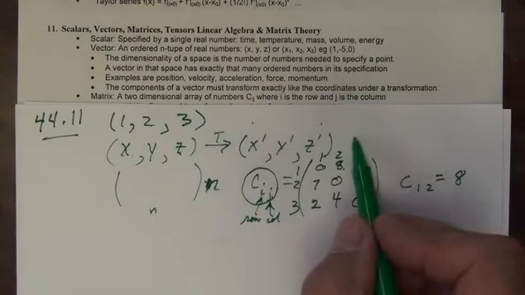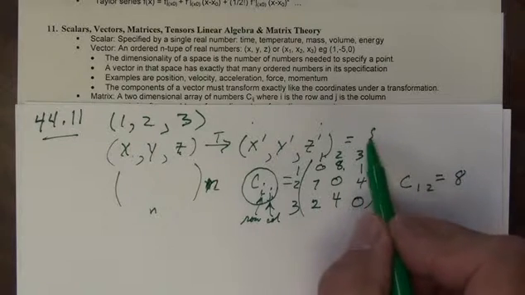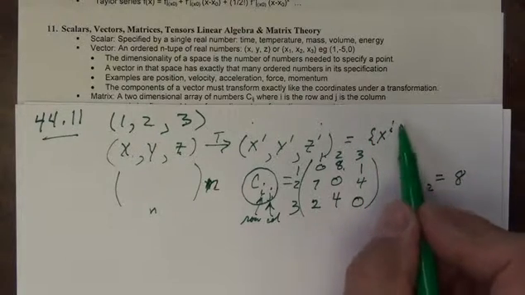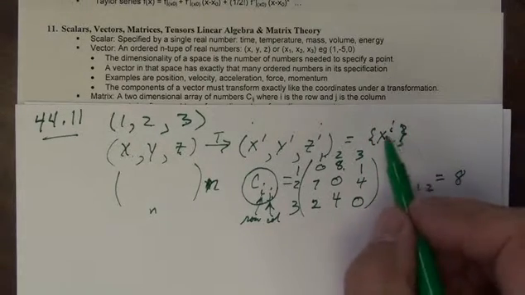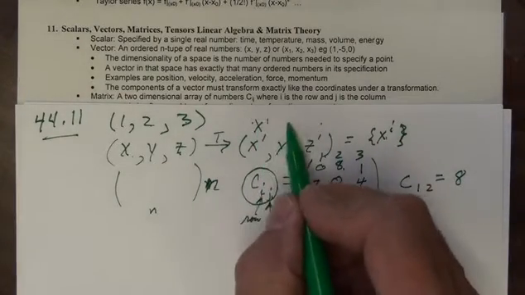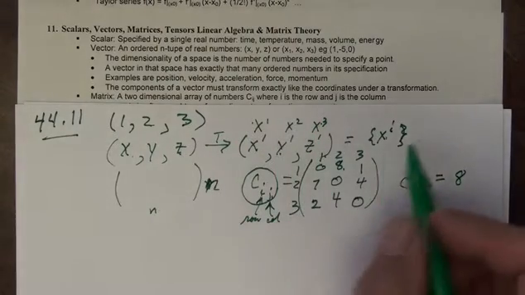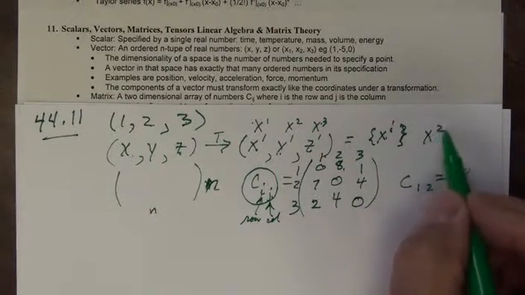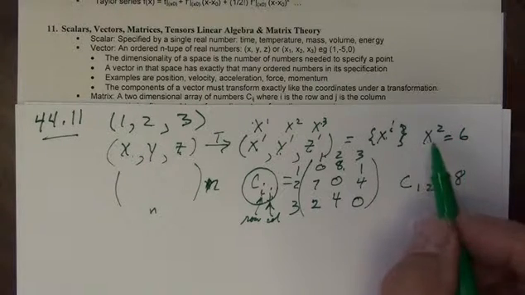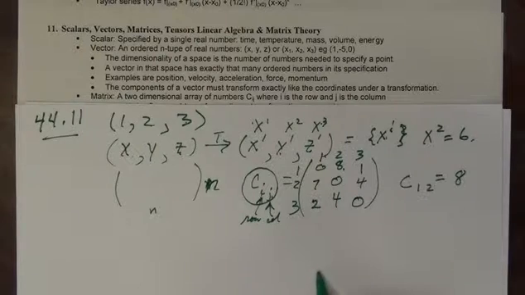Whereas up here, we write this vector equivalently as a set xi. And we could say xi is x1, x2, x3, rather than using x, y, and z. And so we could say x2 was equal to 6, meaning that the second coordinate was equal to 6, or in other words, y.